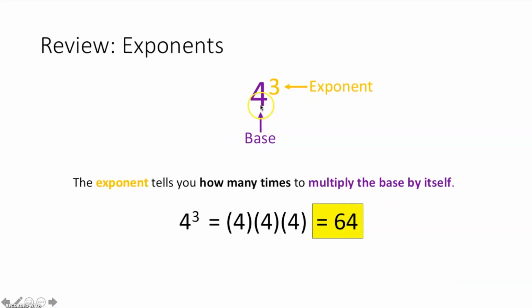Okay, first thing we're going to do is review exponents. So again, an exponent, we have something raised to a power. Now that something is called your base, the power is called your exponent. The exponent tells you how many times to multiply the base by itself. So 4 to the third power, we're multiplying 4 times itself 3 times in order to get 64.